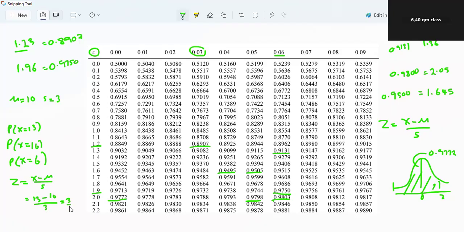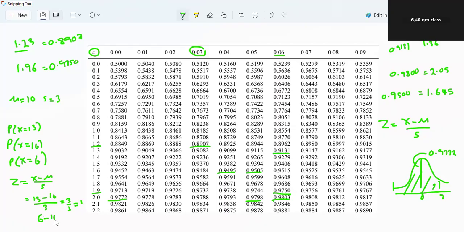So meaning the reading is simply at 1 there. That is 0.8413. I'm just interested in the Z. Here, 16 minus 10 over 3. 16 minus 10 is 6. 6 over 3 is 2. So this is the reading at 2.0. We get 0.9772.